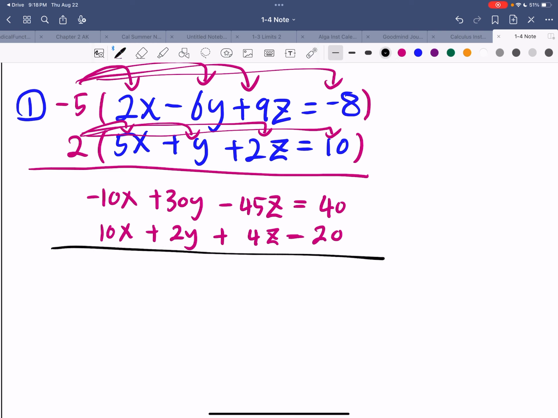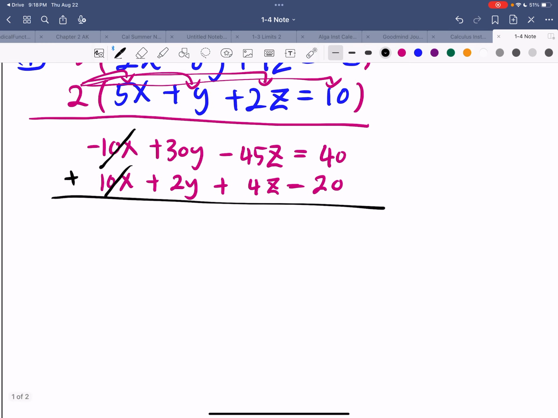So let's combine them. Negative 10x and positive 10x disappear. 30 plus 2 is 32y. Negative 45 plus 4 is negative 41z is equal to 40 plus 20 is 60. All right, we got one equation done.